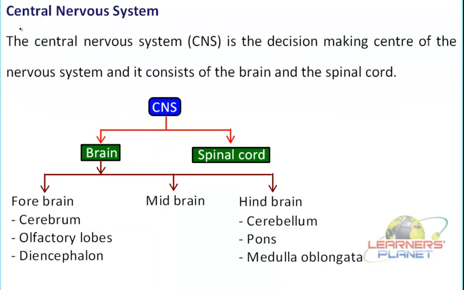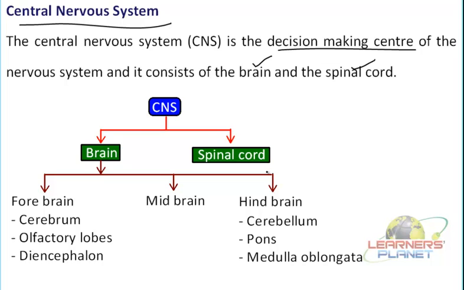Now let us understand about each and every part in detail. So the very first part of the system is the central nervous system, and we already stated that it is a decision making center of the body. That means whatever decision you have to take or the command you have to give, according to your will or in an involuntary action also, the command is given by the central nervous system. It is comprised of what? The brain and the spinal cord.